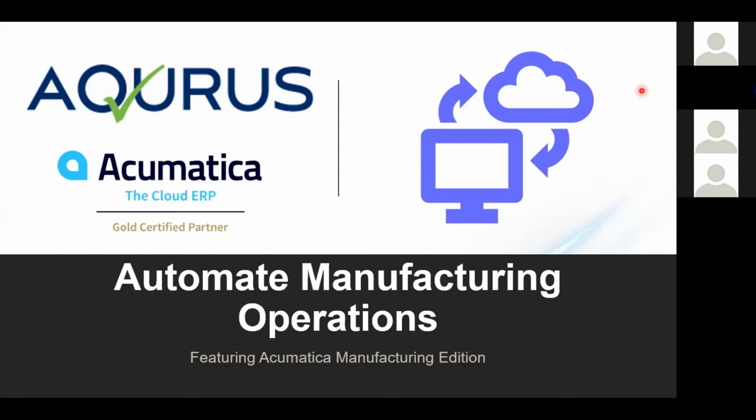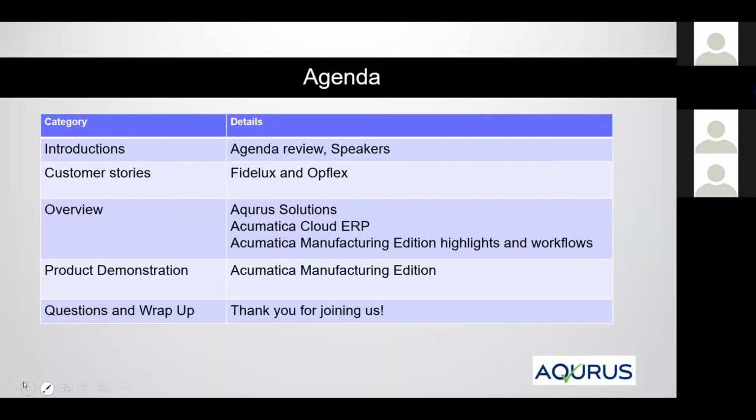Our webinar is going to be more manufacturing-centric today, where we're going to highlight some key components of the manufacturing edition. Our agenda is as follows: we're going to highlight some customer stories after our introductions, at which point I'm going to hand over to Murray, so he's going to do an overview of Acurus, Acumatica Cloud ERP, and some Acumatica manufacturing-specific modules and capabilities. Then we're going to dive right into a product demonstration with Steve Swenson, and we're going to be able to wrap up with our Q&A.